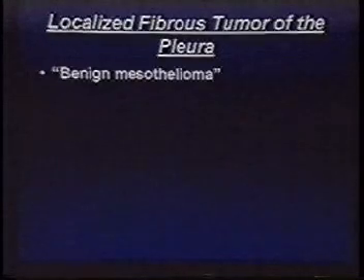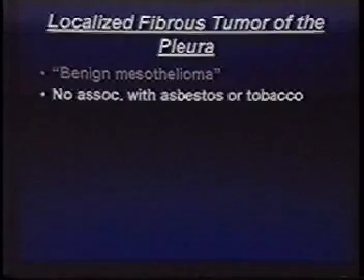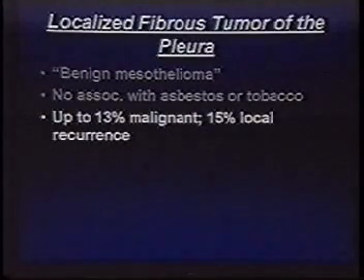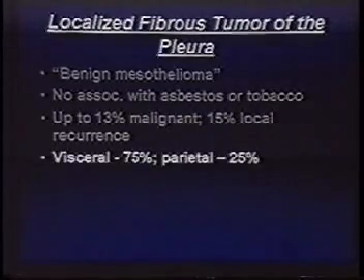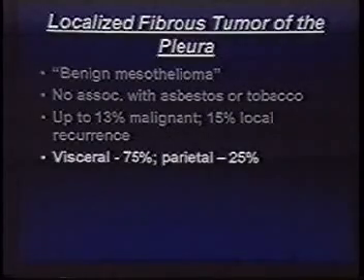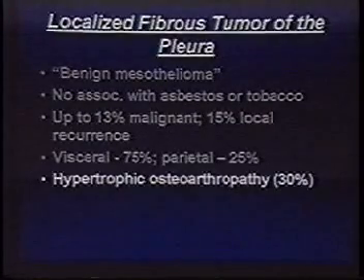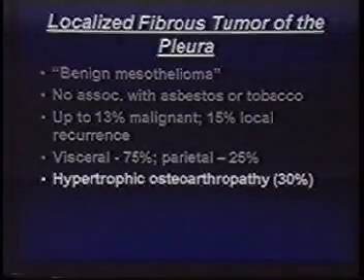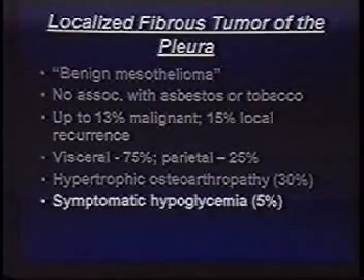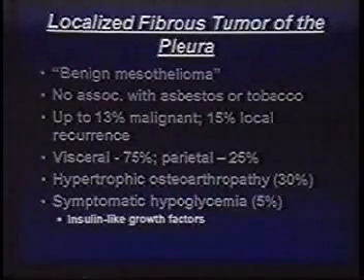Localized fibrous tumor of the pleura used to be called benign mesothelioma, which is an obsolete term. These are not associated with asbestos or tobacco. Up to 13% of these can be malignant, which is why a localized fibrous tumor is a better term than a benign fibrous tumor. And 50% recur locally following resection. These arise from the visceral pleura in 75% of the cases. Some classic associations include hypertrophic osteoarthropathy in 30% and symptomatic hypoglycemia from proliferation of insulin-like growth factors.